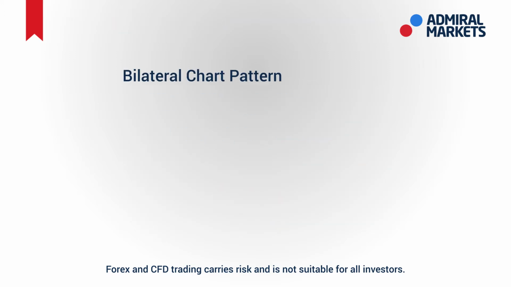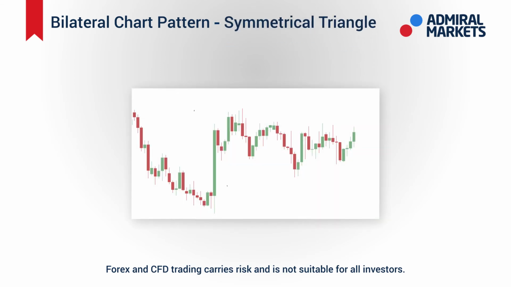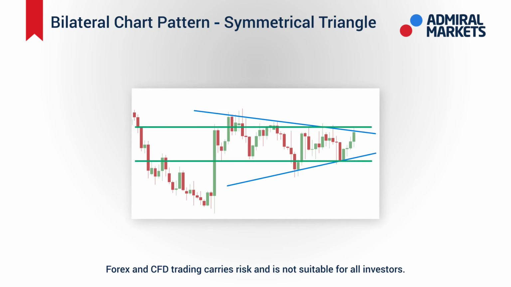Bilateral chart pattern. Symmetrical triangle. These types of patterns can be quite tricky since they signal prices moving in either direction. In order to trade on these patterns, traders place orders both on the top and bottom of the formation.